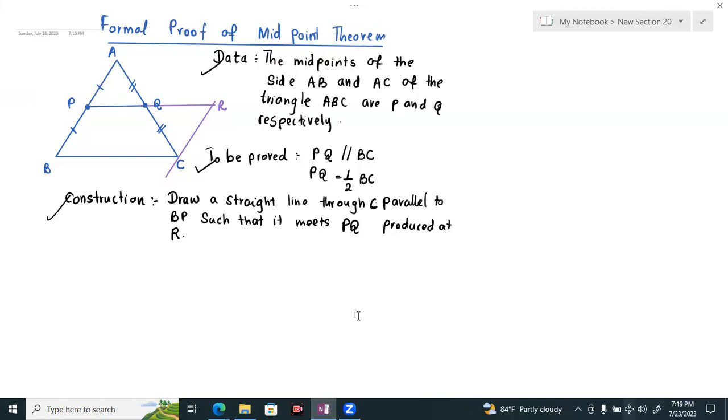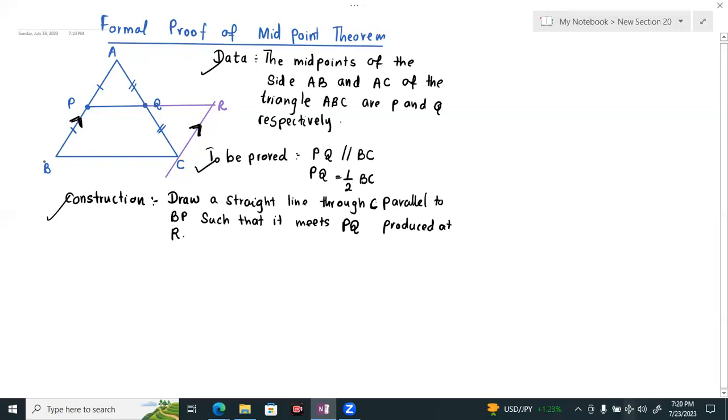Here what I have done is, after I draw the parallel straight line, we have to put it like this. Now I have drawn two parallel straight lines through C to R, parallel to BP. Right? To show that PQ is parallel to BC, what I have done is I have just formed a kind of parallelogram.